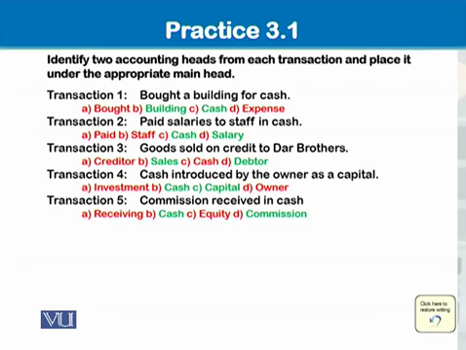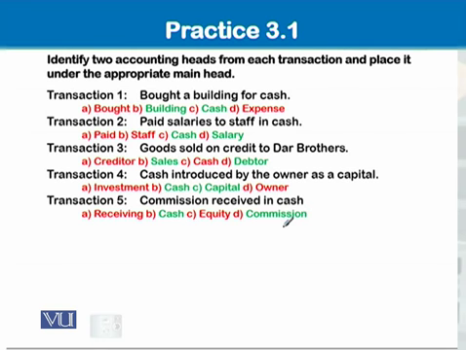Commission received in cash. We are receiving commission. Our entity is receiving commission. So this commission is our income. And the second accounting head is we are receiving in cash, and this cash is an asset. So these are the two accounting heads involved in this transaction.